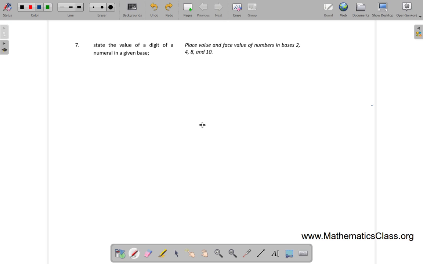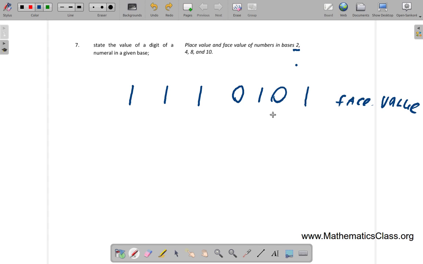What we want to do now is look at an example of the face value and place value of a base 2 number. For example, suppose we have 11010101. We want to look at the face value of each digit here.